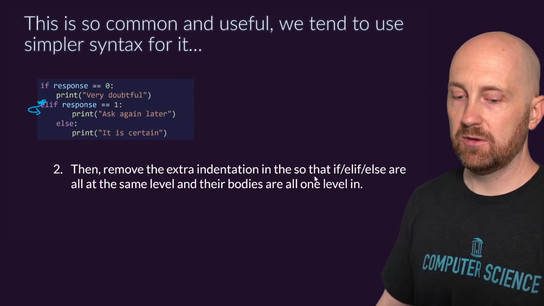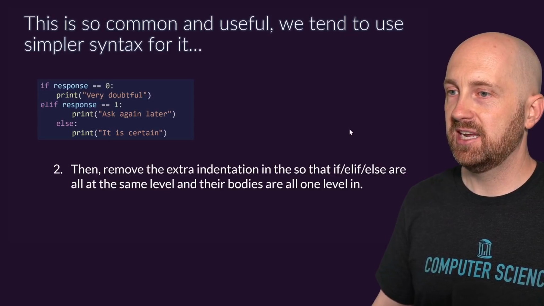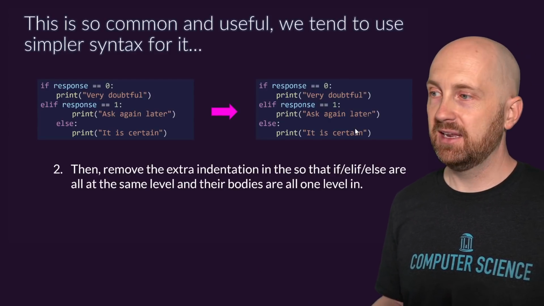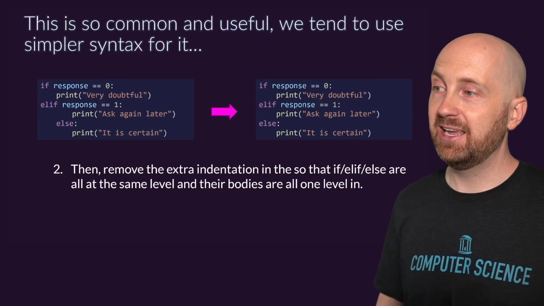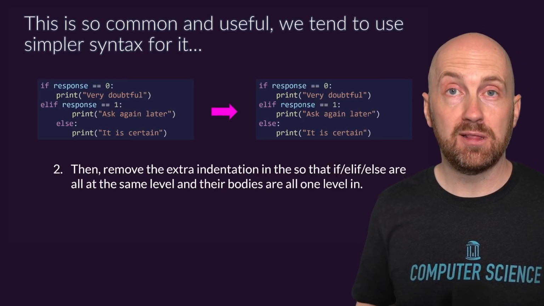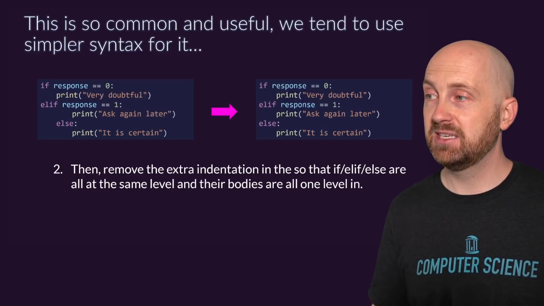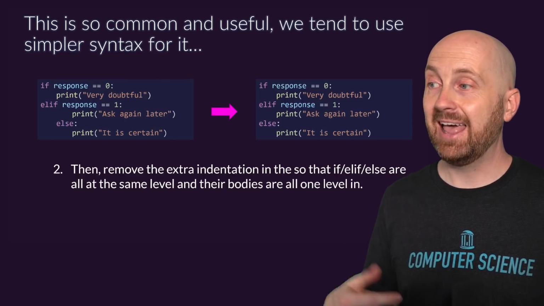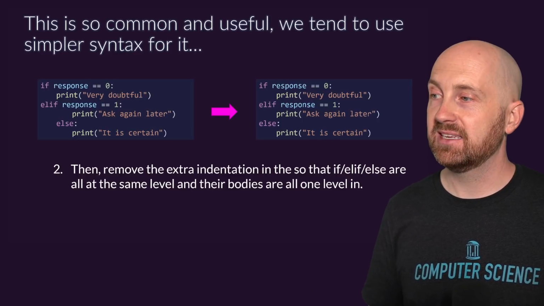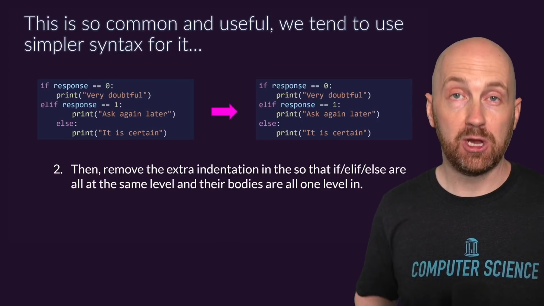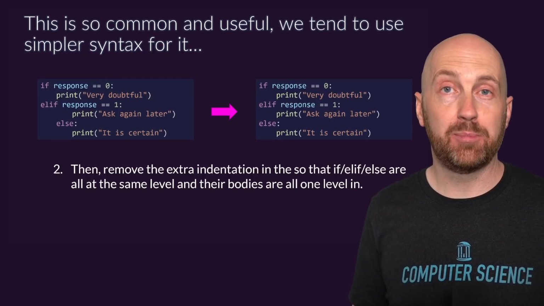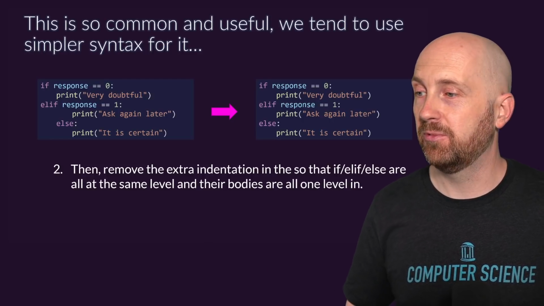So the next thing we do is exactly that, where we take those 3 lines and we bring them back so that the if, elif, and else are all aligned vertically and they're all connected to one another. And so notice we're saying if response is 0, print very doubtful. Else if response is equal to 1, print ask again later. Else, print it is certain. And so only one of these 3 branches is going to be evaluated when this code runs. Right?